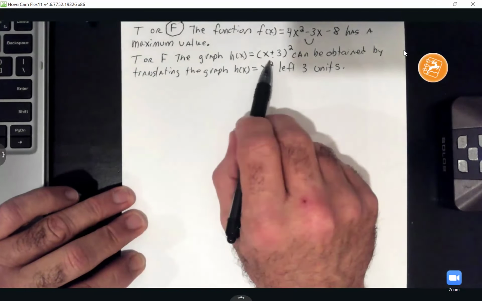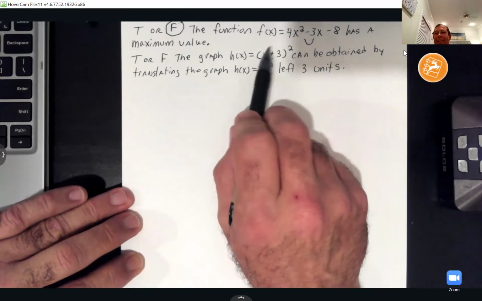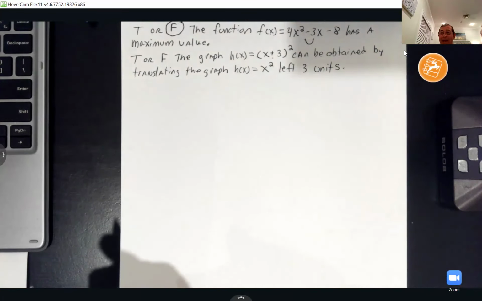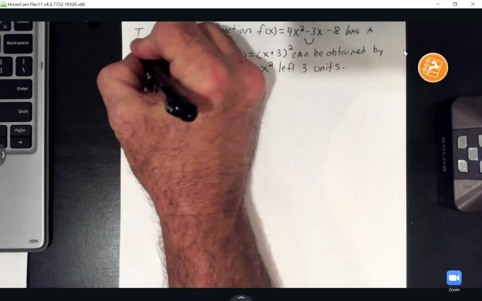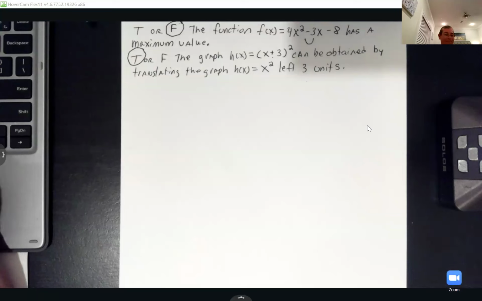Would it go left? It's going left because remember, when you add to the x inside parentheses, it actually goes left, which means they said left 3 units. So this one is actually true. All right, let me see what the chat said. So chat said true. Good job.